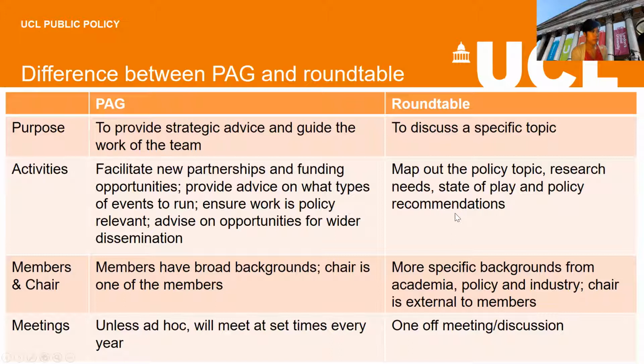A policy advisory group normally meets at set times every year, so maybe 2 to 4 times a year, or even just once a year, unless it's an ad hoc one-off advisory group meeting. Whereas with a roundtable, you meet once for a one-off meeting and discussion.